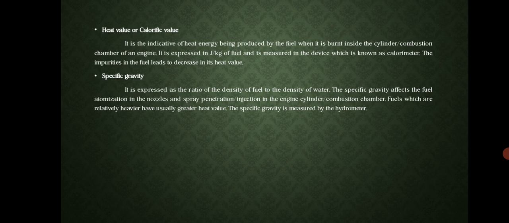Specific gravity. It is expressed as the ratio of the density of fuel to the density of water. The specific gravity affects fuel atomization in the nozzle and spray penetration or injection in the engine cylinder or combustion chamber. Fuels which are relatively heavier usually have greater heat value. The specific gravity is measured by the hydrometer.